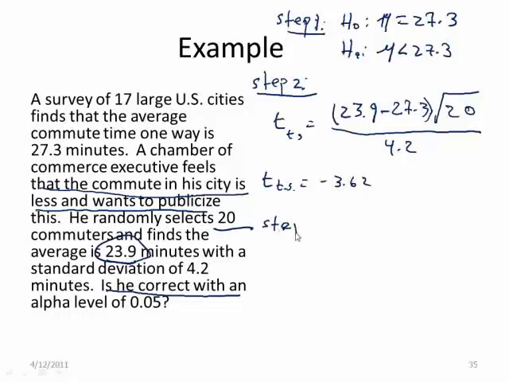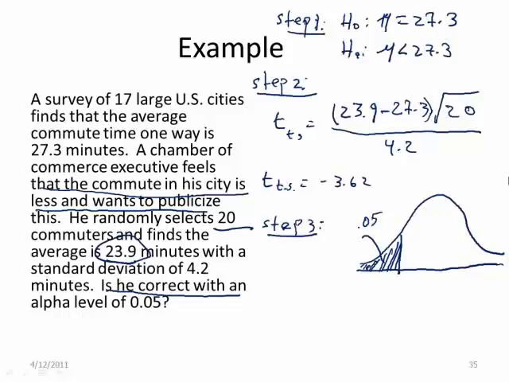Step three is to draw a picture, so we need to sketch a t-distribution. And are we going to shade the upper tail, the lower tail, or two tails? Lower tail. And this area is going to be how much? 0.05. Very good. And our degrees of freedom?